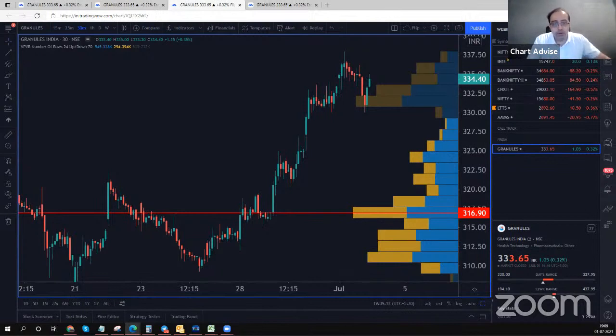Now coming back, volume profile is an advanced charting tool, and it is used by many analysts aggressively. Why?